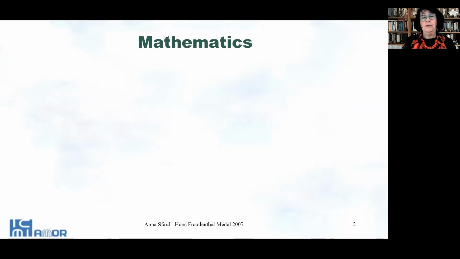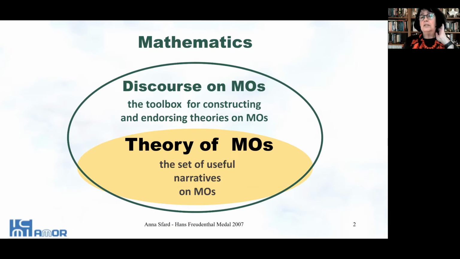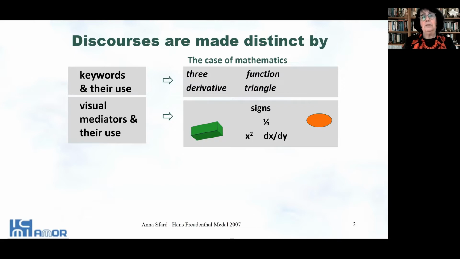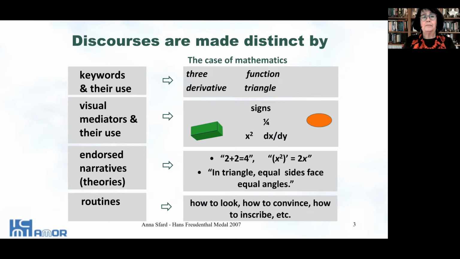Just to remind you, in the previous modules, I introduced the idea of looking at mathematics as a kind of communicational activity, a discourse in which we construct theories or simply tell stories on mathematical objects. Discourses, it was said, are made distinct by 4 characteristics that may differ from one type of communicational activity to another. They are keywords, visual mediators, endorsed narratives, and routines.